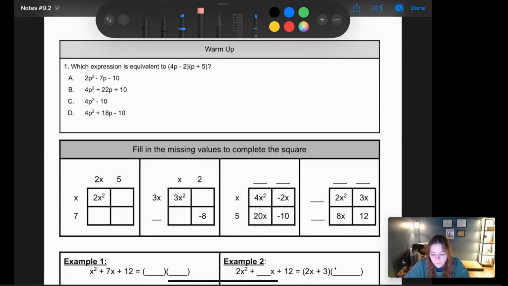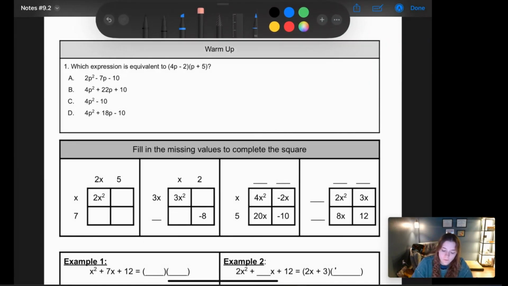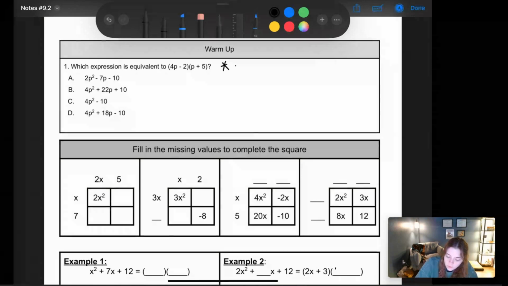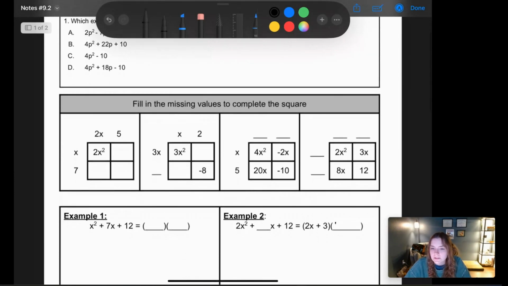Look at notes 9.2. So we're still talking about factoring trinomials, but this time a is not 1. We're actually going to have a number greater than 1, and we're going to talk about how to do that. You will solve this warm-up on your own using the box or the FOIL method, either one. Okay, but let's go ahead and take a look at these examples here.